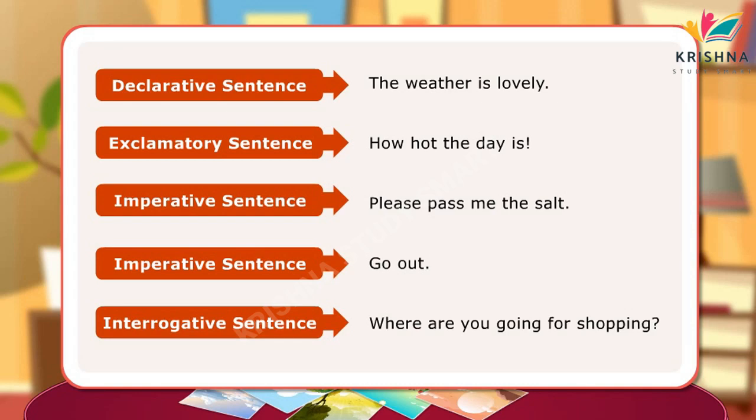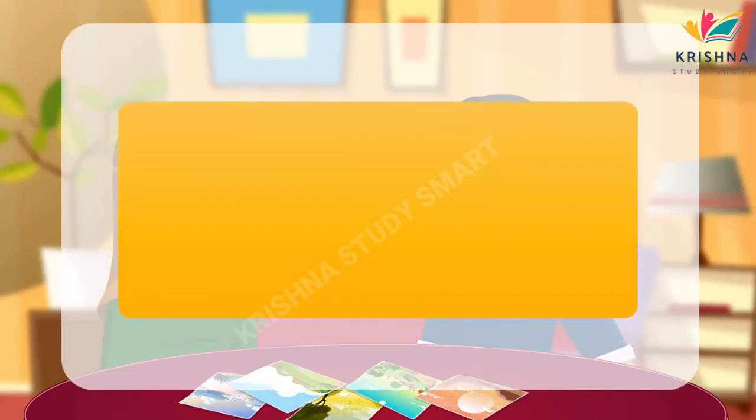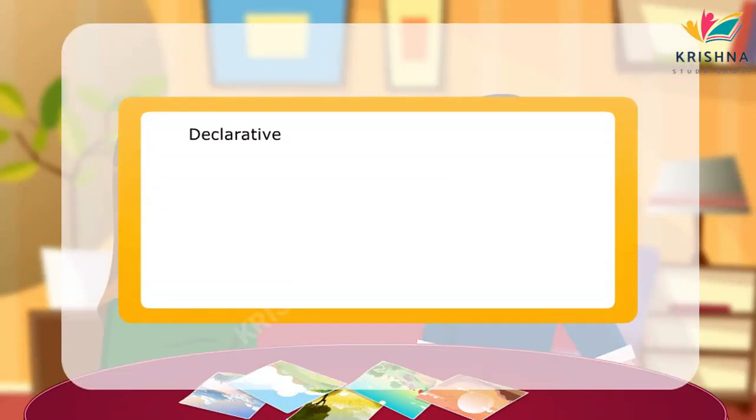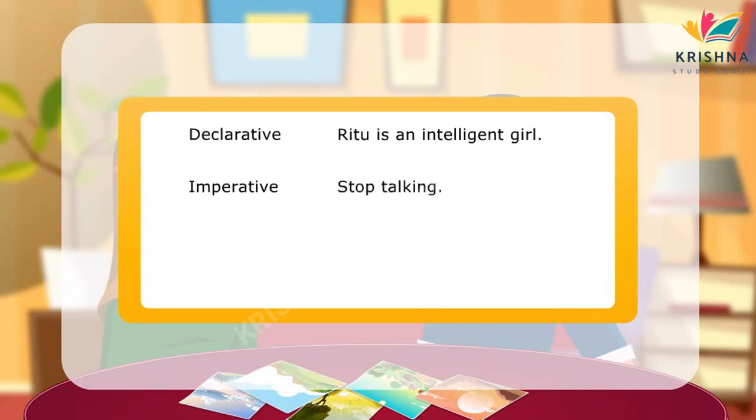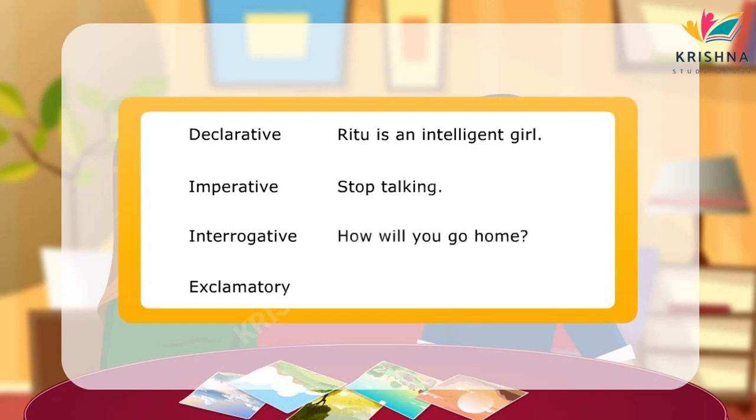Here are a few more examples of the four kinds of sentences. Declarative. Ritu is an intelligent girl. Imperative. Stop talking. Interrogative. How will you go home? Exclamatory. What a wonderful surprise!